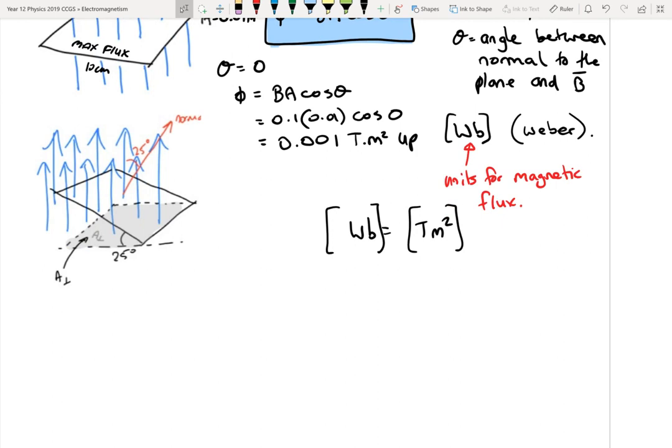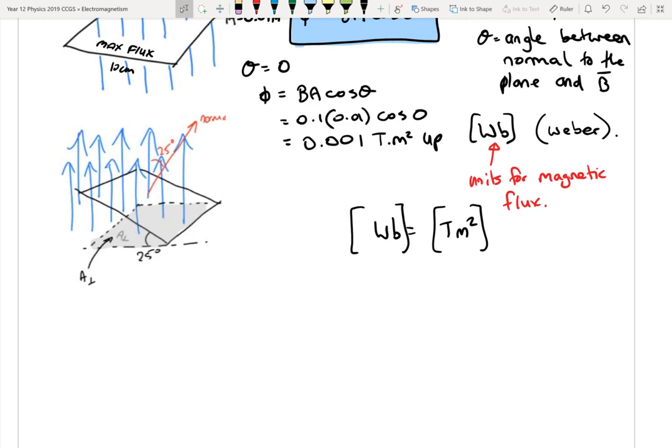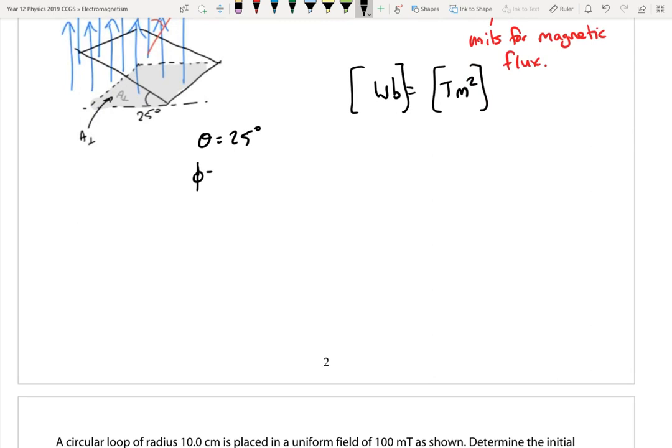Now let's, as I said, consider the example of the light with the shadow. If I've rotated my coil by 25 degrees, now the angle between the normal and the field is not 0, it's now 25 degrees. So all we need to do is multiply by cosine of 25. So let's just go theta equals 25 degrees. We'll go our flux equals BA cos theta.